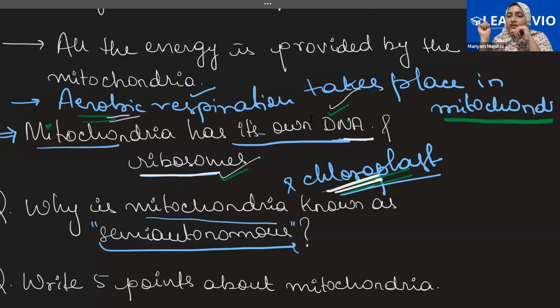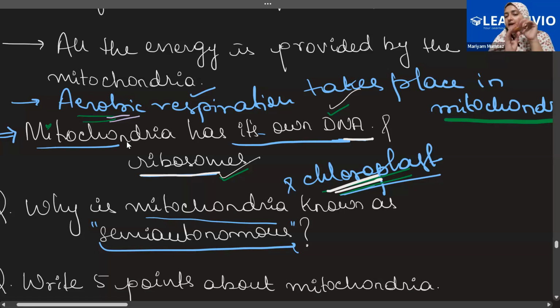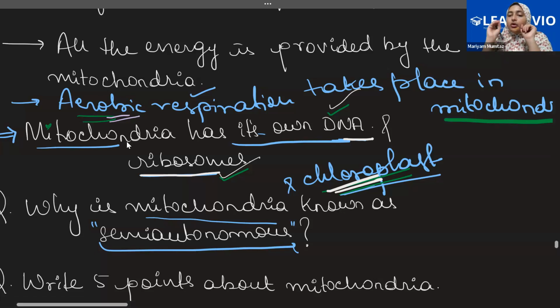If something has its own ribosome, then will mitochondria be dependent on the cytoplasmic ribosome? Will it be dependent on that? Yes or no? I'm asking, mitochondria has its own ribosome, right? So will it be dependent on the cytoplasmic ribosome? No, ma'am. Is this clear to all? Why will it not be dependent?